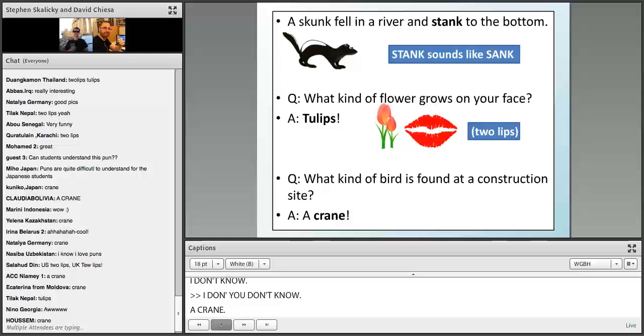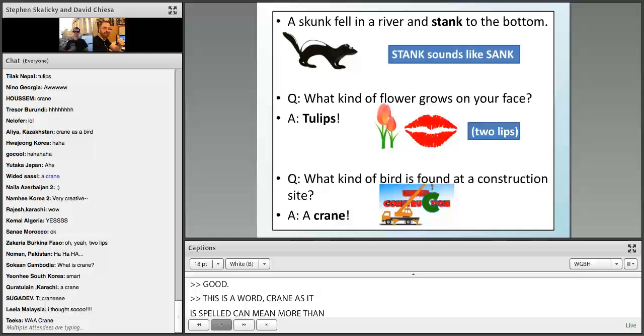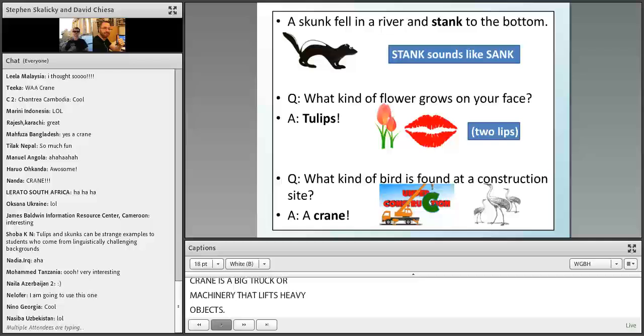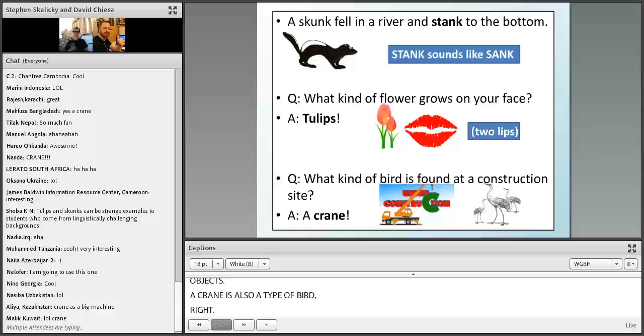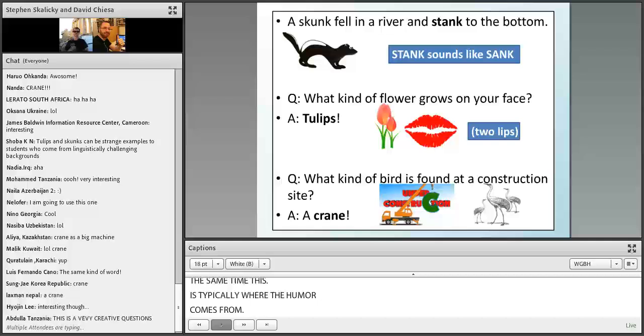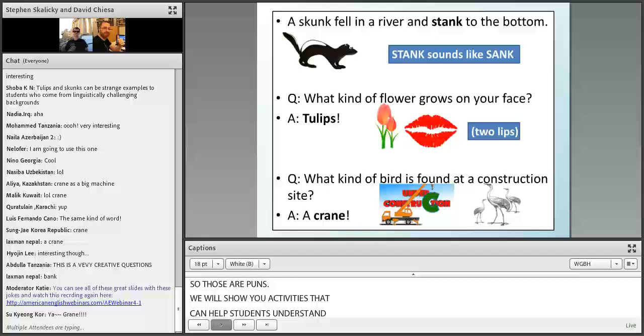Good, good. Okay, so this is a word. Crane, as it is spelled, can mean more than one thing, right? So at a construction site, a crane is a big truck or piece of machinery that lifts heavy objects. But a crane is also a type of bird, right? So this sentence allows for both meanings to occur at the same time, and this is typically where the humor comes from. Okay, so those are puns. And we'll show you some activities that can help students understand these puns and use them in the classroom in a little bit. So next we have riddles.